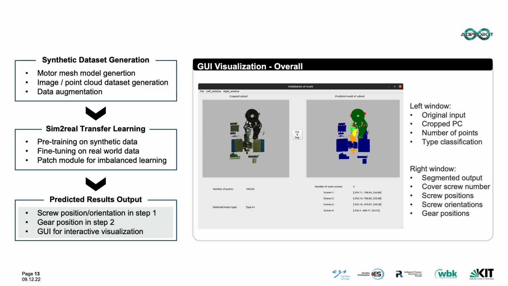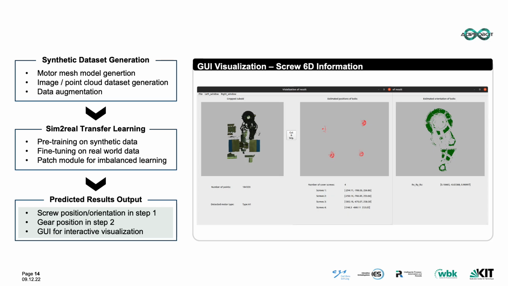We hereby show some post-processed results with our design GUI. Not only the segmentation results, screw 6D information can also be provided with post-processing operations.